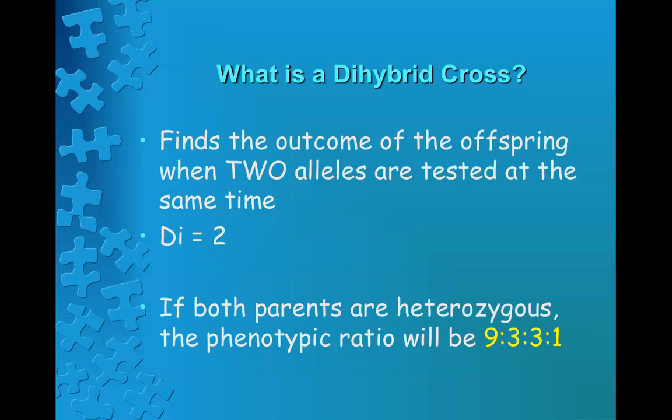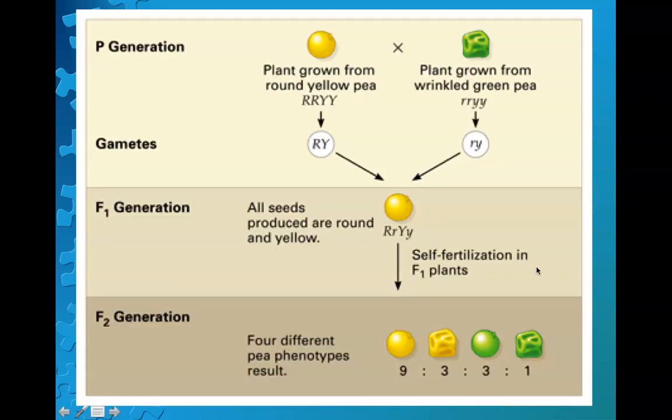Now I can also use Punnett squares with dihybrid crosses. Di means 2, so now I'm looking at 2 traits at a time. In traditional Mendelian genetics, if they're all heterozygous individuals for both traits, I end up with 9 to 3 to 3 to 1. 9 individuals showing both dominant traits, 3 individuals showing the first dominant, the second recessive, another 3 showing recessive for the first, dominant for the second, and 1 individual who is recessive for both.